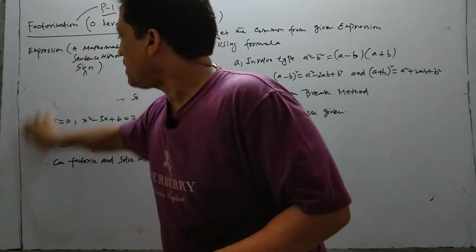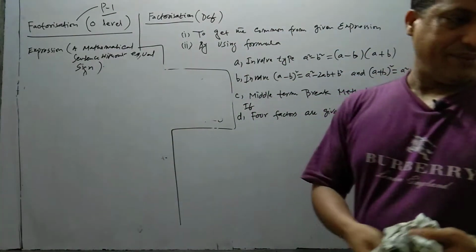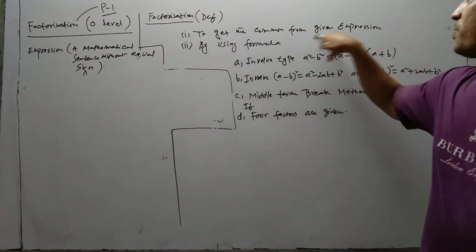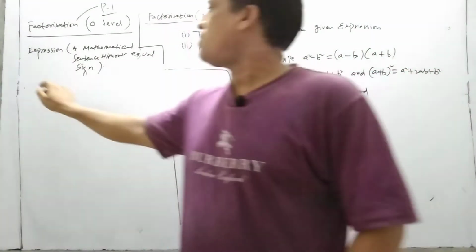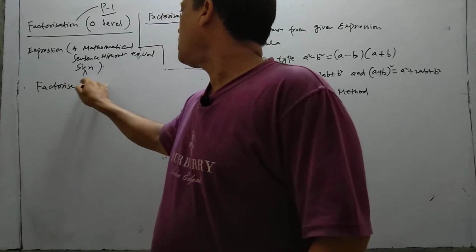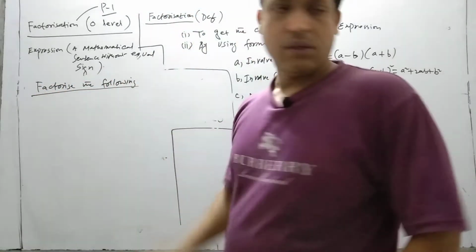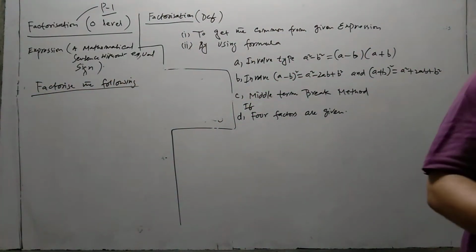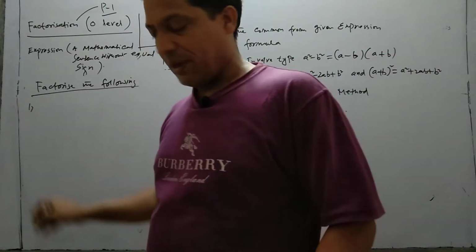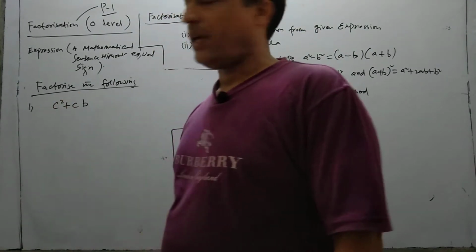Let's see some questions which involve type 1. What is type 1? To get the common from the given expression. The question is, factorize the following. Number 1. Question number 1, for example, c square plus cb.